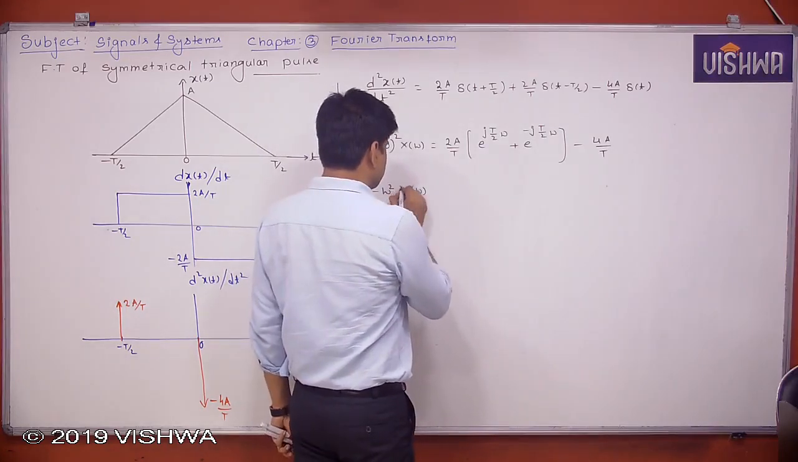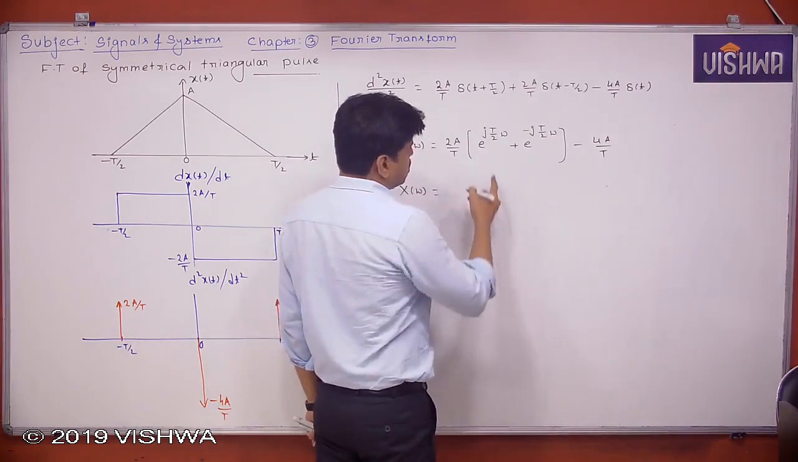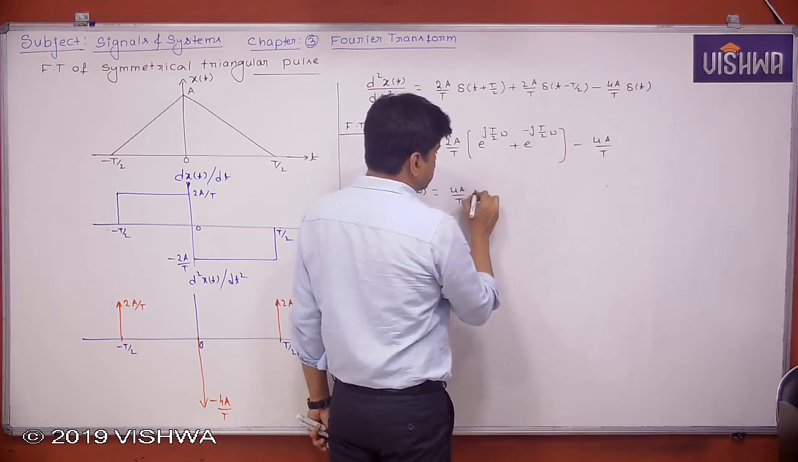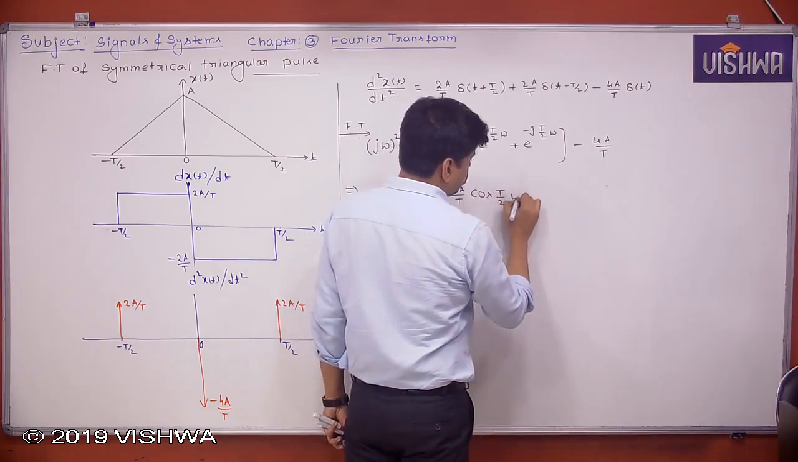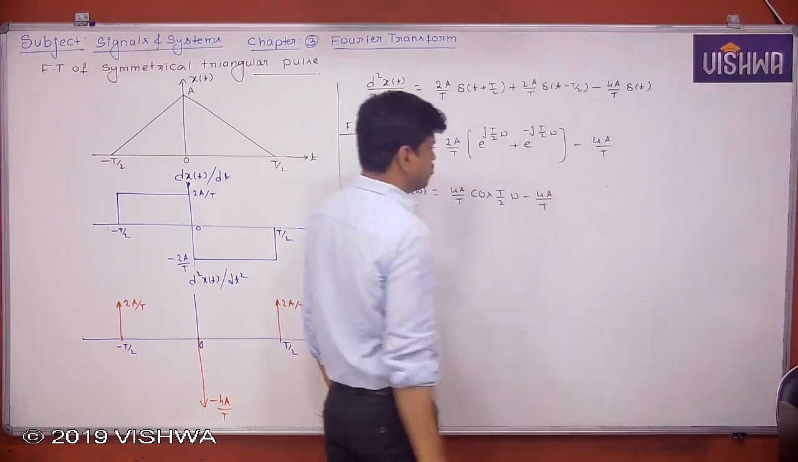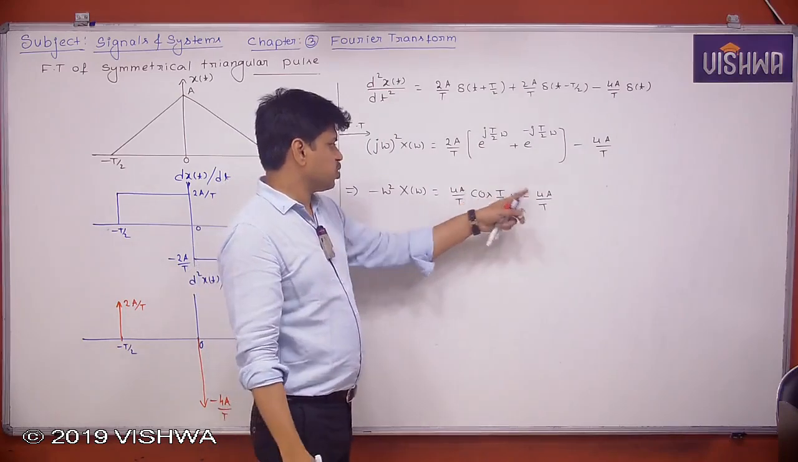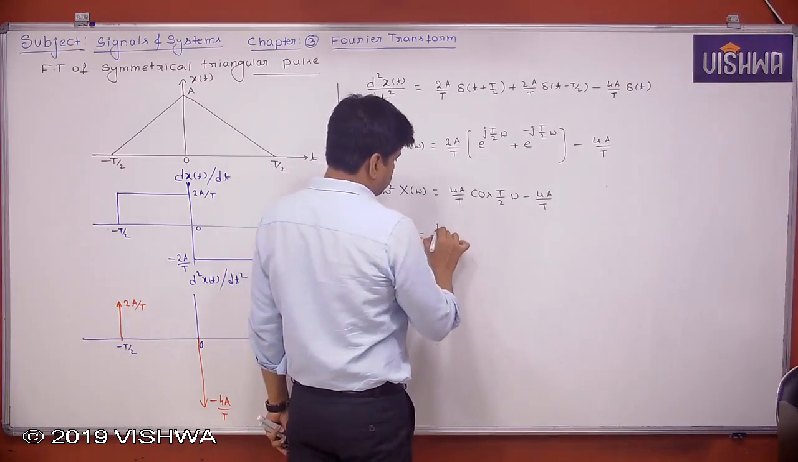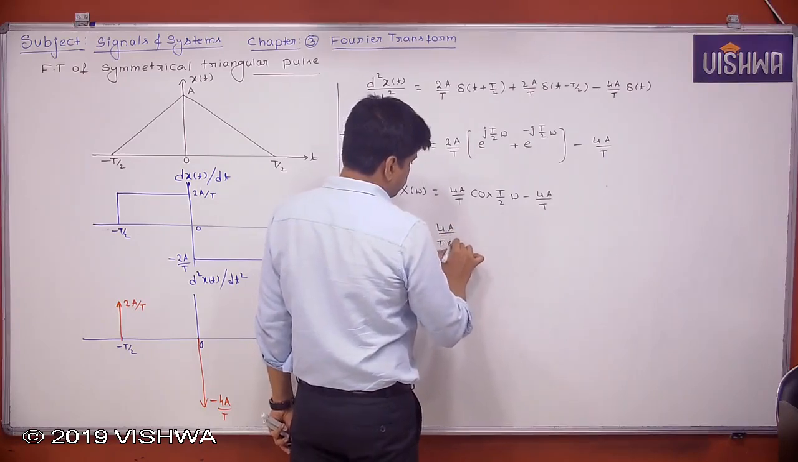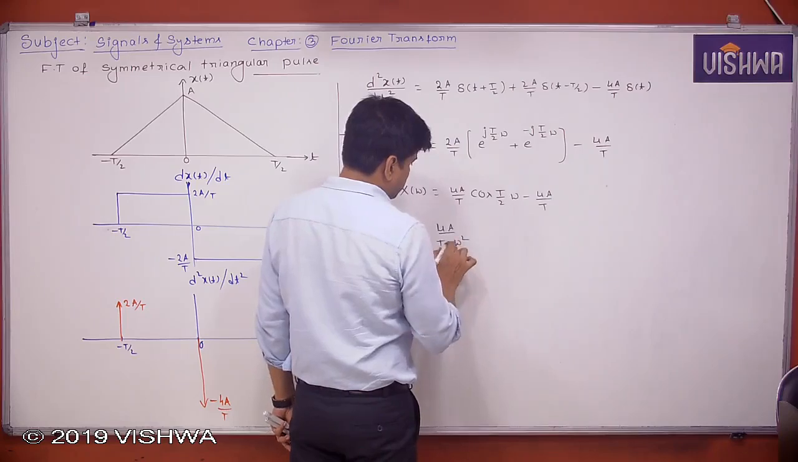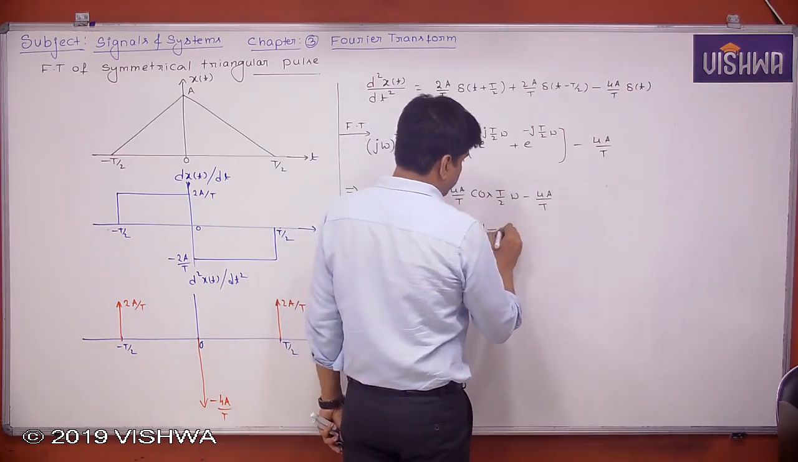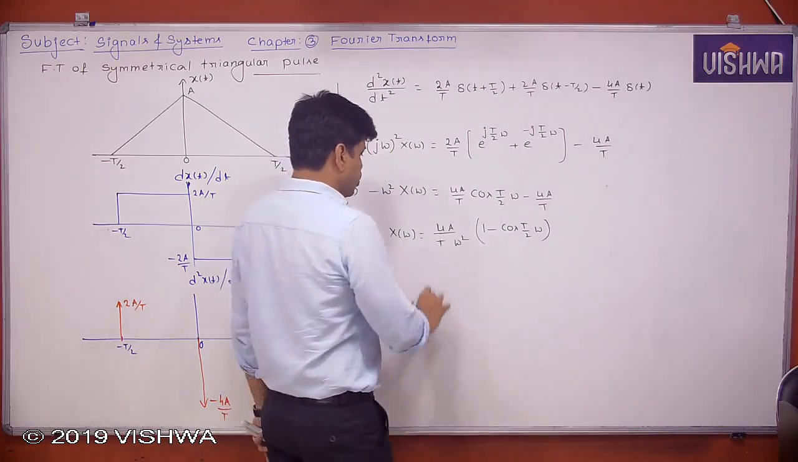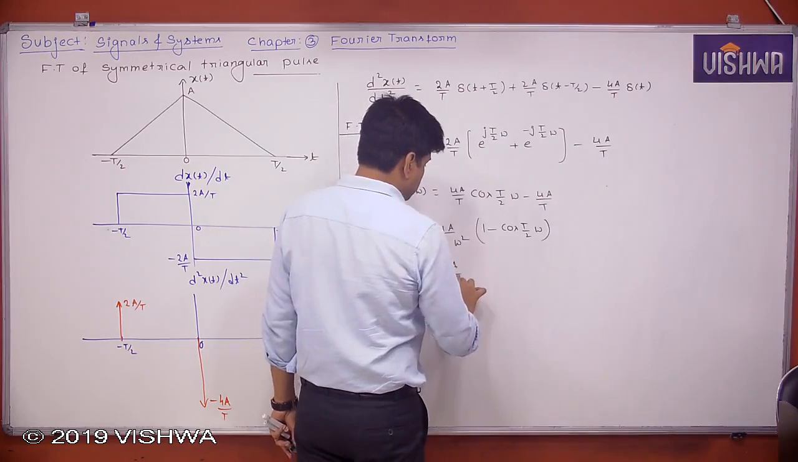If I multiply with 2 and divide with 2, this is going to be 4A by T, and dividing by 2 gives cos of T by 2 omega, minus 4A by T. Taking the minus across, finally what is X of omega we are going to get? 4A by T omega square, multiplied with 1 minus cos of T by 2 omega.